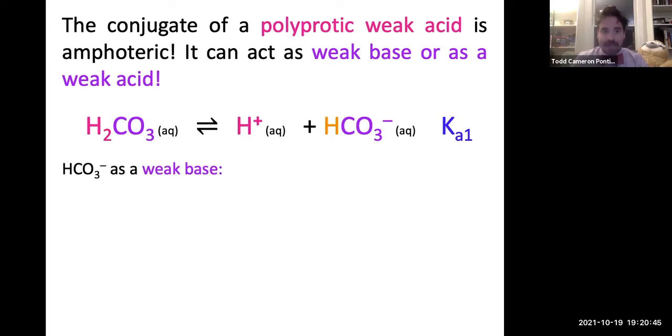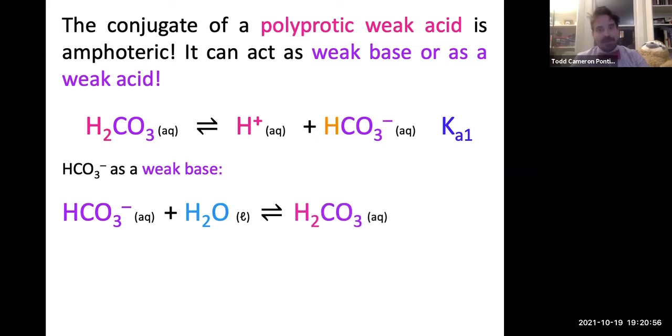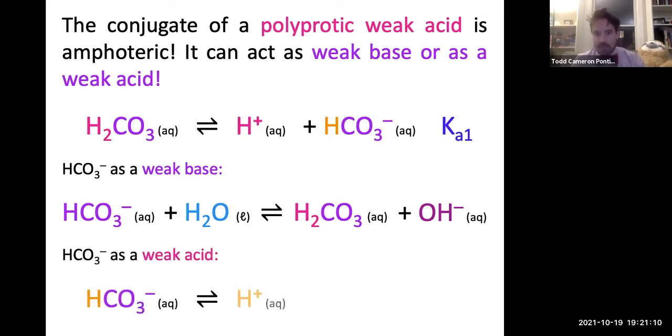And if we want to have it act as a weak base in aqueous solution, it can accept that proton from water. So our classic Kb reaction, HCO3 minus plus water yields H2CO3 and hydroxide. So that's it acting as a base in aqueous solution, but also it could instead lose its other proton. So we could take HCO3 minus, have it lose an H plus, and that would leave carbonate behind, CO3 2 minus. If it's the second proton being lost, we call that Ka2. If it's the third proton being lost, we call it Ka3, et cetera. Now this one only has two Kas because there's only two protons to lose.